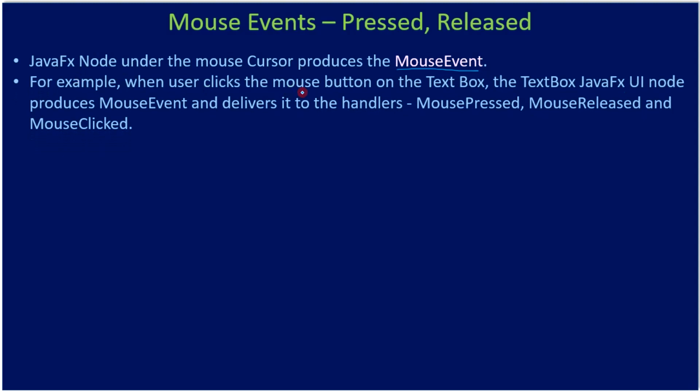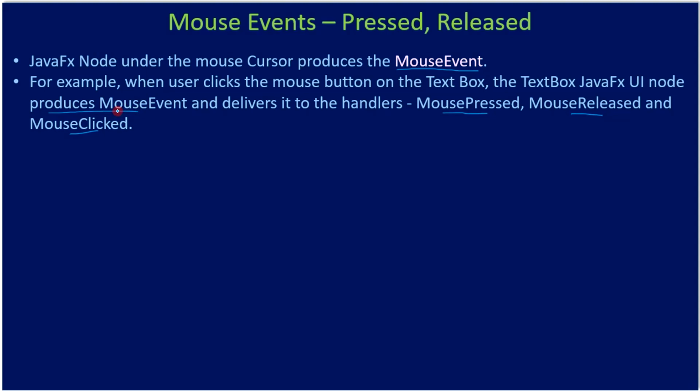For example, when the user clicks the mouse button on the text box, the JavaFx UI node produces the mouse event. So in this example, our button will produce the mouse event. The mouse event is delivered to the handler. For example, the handlers are mouse pressed, mouse released, mouse clicked. All these handlers will receive the mouse event.